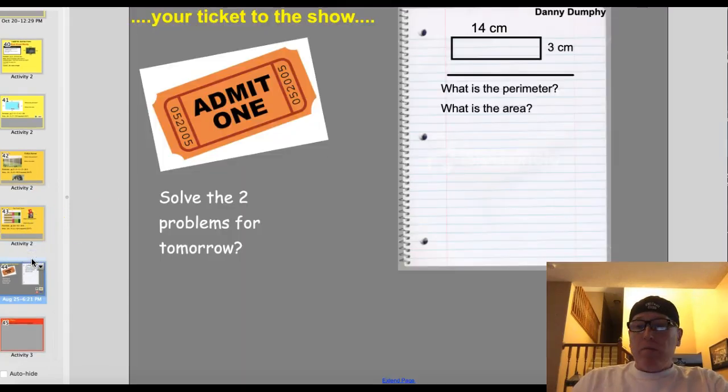All right, here we go. Go ahead and knock this baby down. What's the perimeter and area of this just one shape here? 2 quick questions.